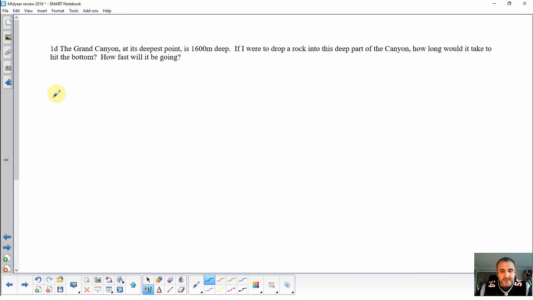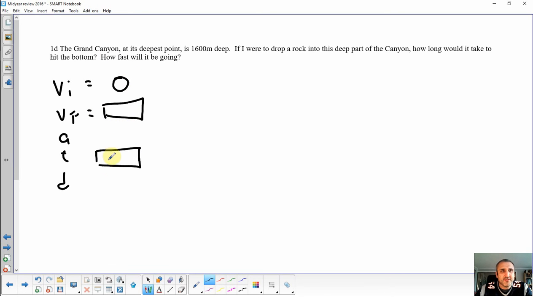All right, next, Grand Canyon. At its deepest point is 1,600 meters deep. If I were to drop a rock into this deep part of the canyon, how long would it take to hit the bottom? And then how fast will it be going? This sounds like a VI, VF, ATD problem. If we're dropping it, the initial velocity is going to be 0. We want to know how fast it's going to be going, and we also want to know how much time it's going to take to hit the bottom.